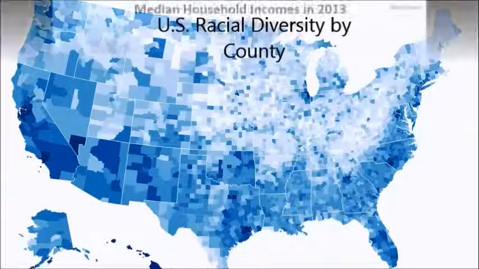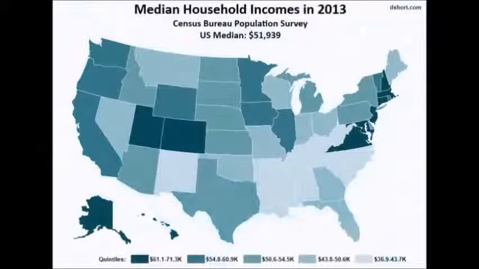The median income for the United States in 2013 was $51,939 a year. The top 5 states in median income were New Hampshire, Connecticut, Virginia, Maryland, and Colorado. The bottom 6 states were Louisiana, Arkansas, West Virginia, Mississippi, North Carolina, and Alabama. The Northeast has some of the highest household incomes and the South the lowest.